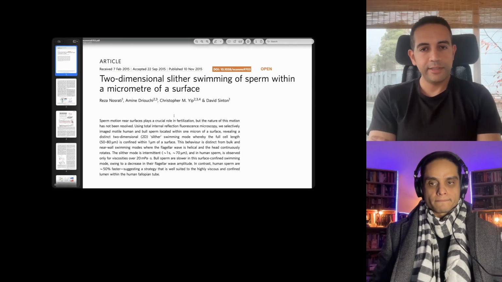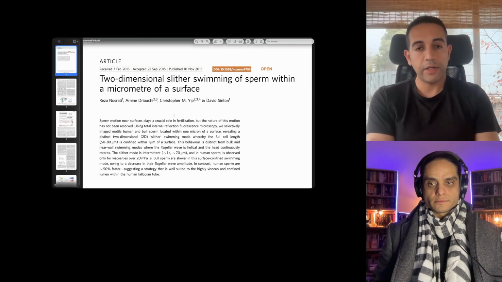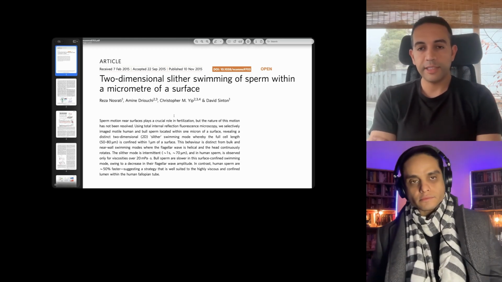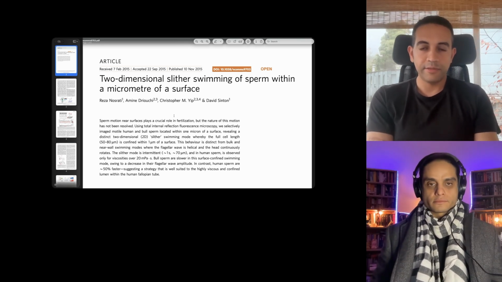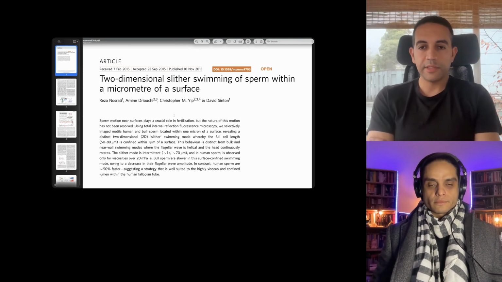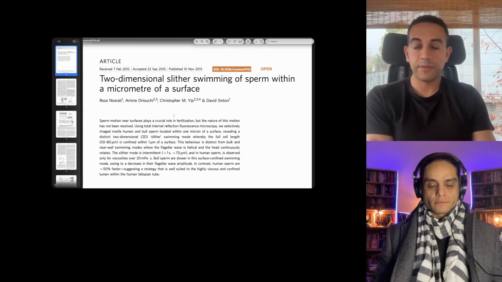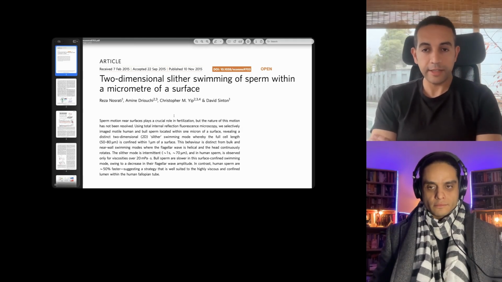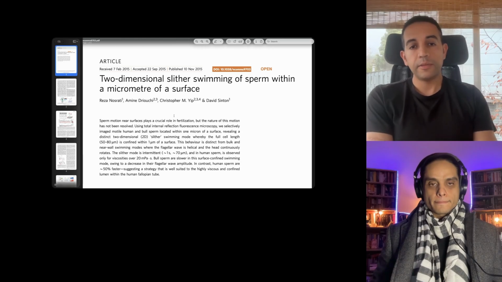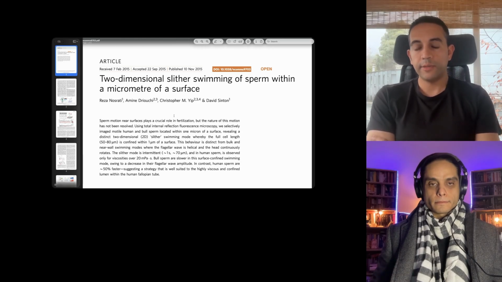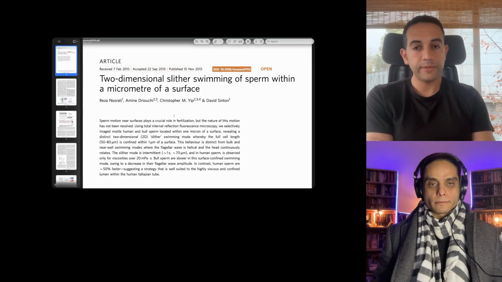So what they were interested in is how do sperm cells move, and do they actually move differently when they're closer to a surface in a viscous environment. The relevance of that is because sperm cells have to go through quite a journey to make it to the egg. They have to go through the fallopian tube, I think, if I remember correctly, which is a pretty constricted viscous environment.